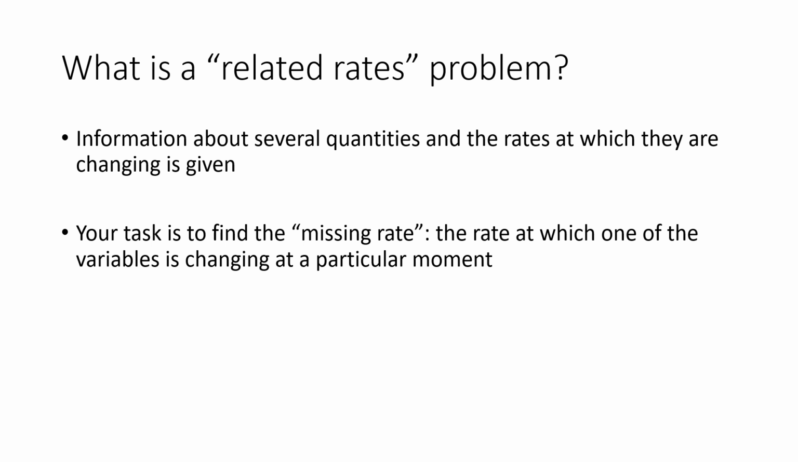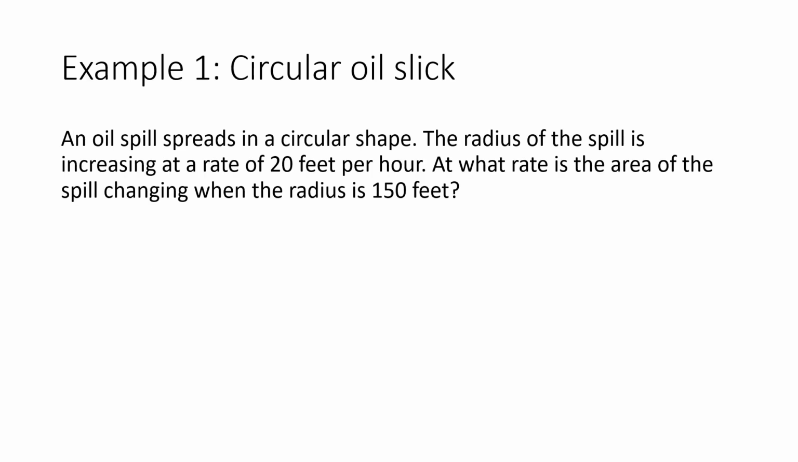So there's going to be one quantity and the rate at which that quantity is changing is unknown. And you've got to use the information in the problem to figure out the rate at which that quantity is changing. To illustrate how we approach this type of problem, I'm going to do an example. In this case, we've got an oil spill. It's spreading in a circular shape, and the radius of the spill is increasing at a rate of 20 feet per hour. What we want to know is the rate at which the area of the spill is changing when the radius is 150 feet.